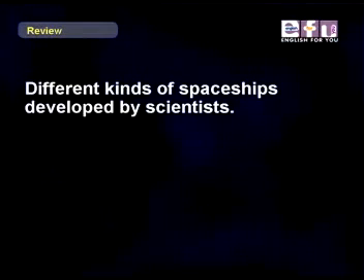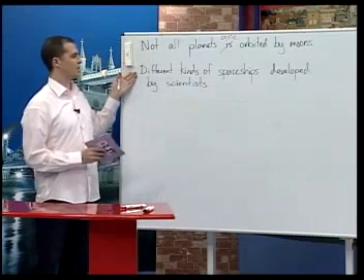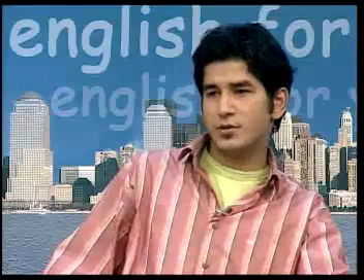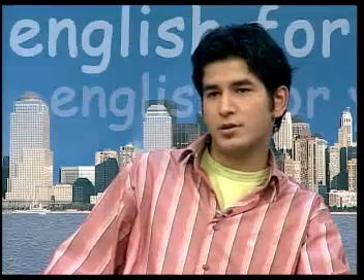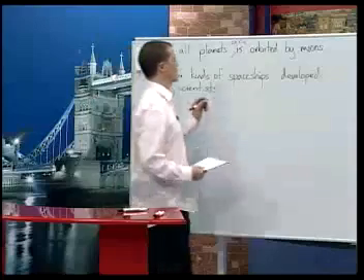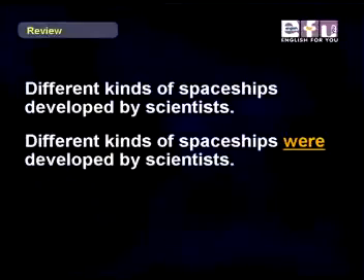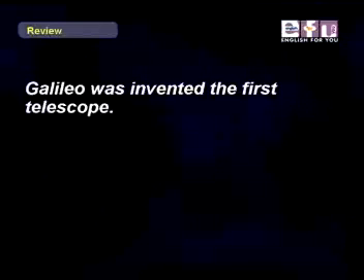Different kinds of spaceships were developed by scientists. Right, because there's no verb here at all. We have the past participle but no verb to be. So, different kinds of spaceships were developed by scientists. Monica, last one.